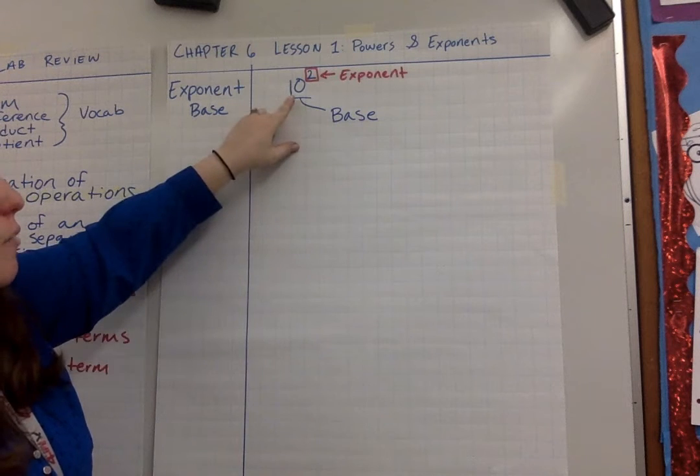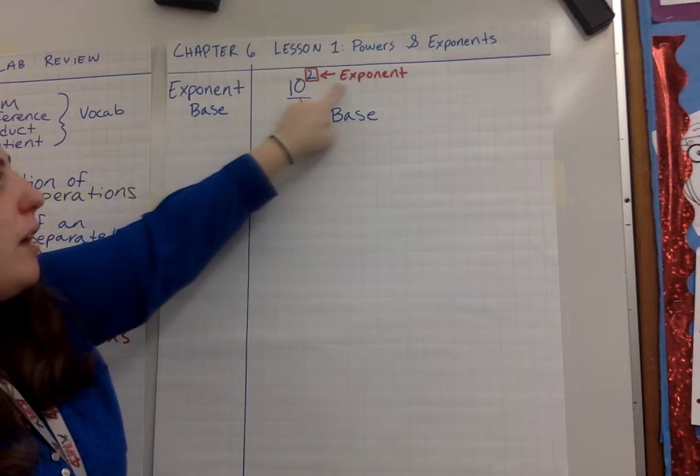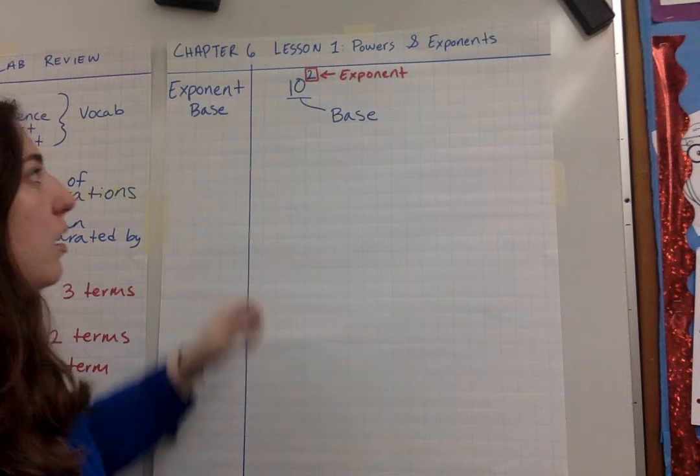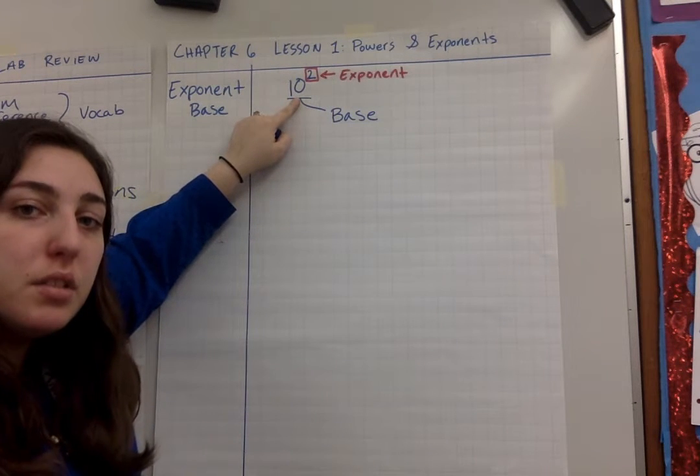Okay, so 10 to the second power, or 10 squared: 2 is our exponent, and 10 is our base. And then I want to go over a couple things that are misconceptions.